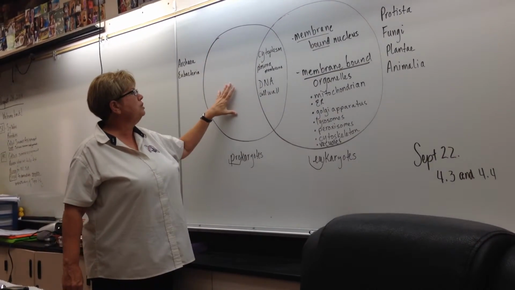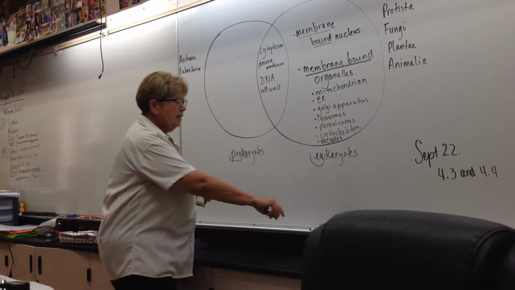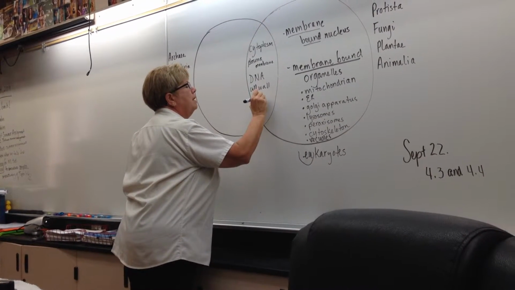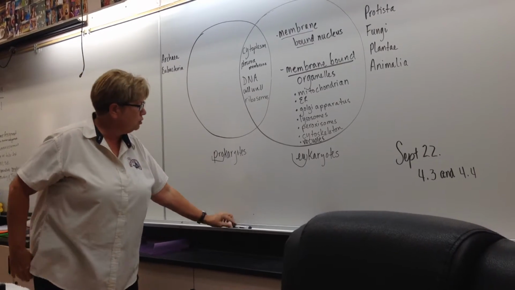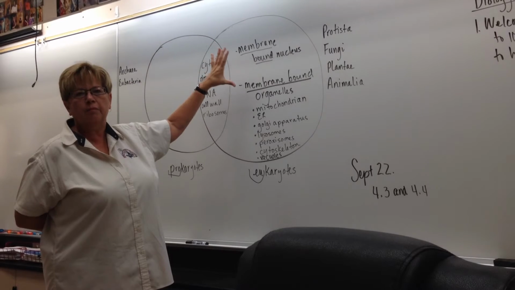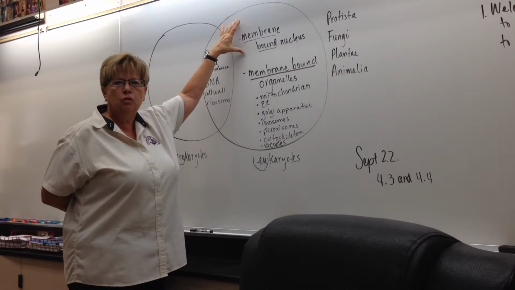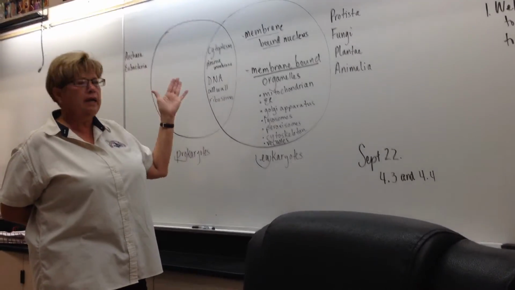The only structures it has are the ones that are in common. And here we need to add ribosomes, because both of these have ribosomes in order to make proteins. In the eukaryotic cell, we have two words that are so important: membrane bound. The eukaryotic cell has a membrane bound nucleus. It's bound with a double membrane with pores to allow transport in and out.